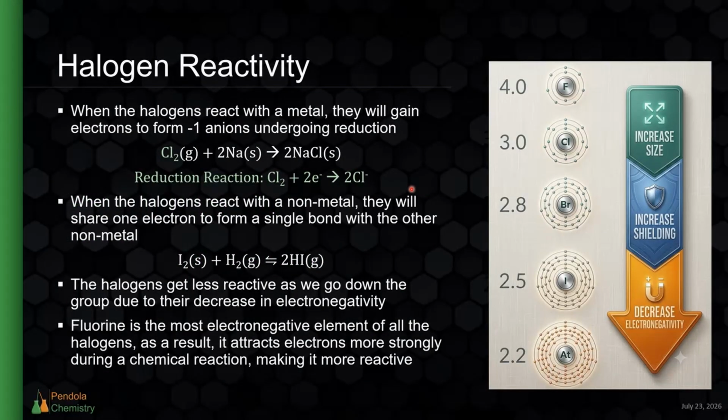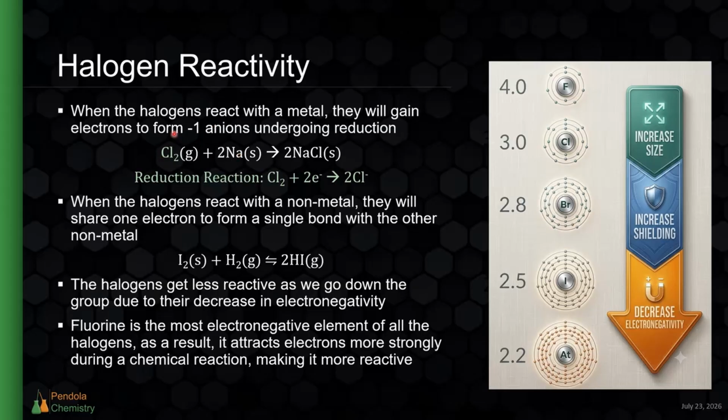So, halogen reactivity. Before we talk about the individual reactions, like the reactions with hydrogen, for example, let's talk about how reactive the halogens are. When halogens react, they're going to do one of two things. If they're reacting with a metal, they're going to gain one electron to form a -1 anion, like we discussed in section 1. When they undergo this reaction, because they're gaining an electron, this is technically a reduction reaction.